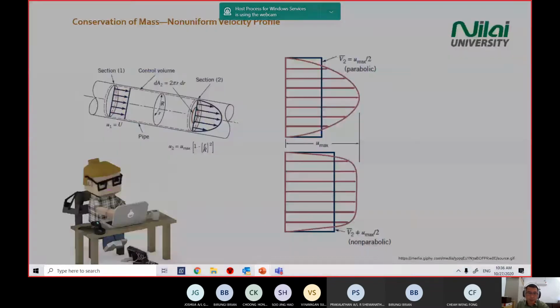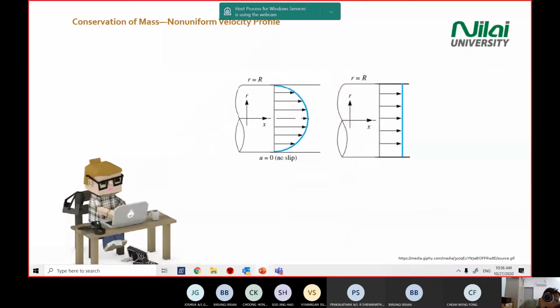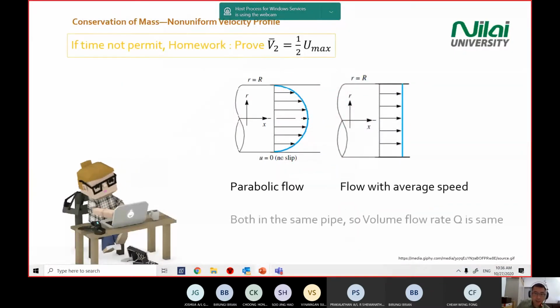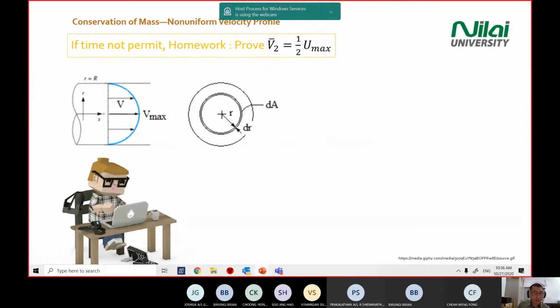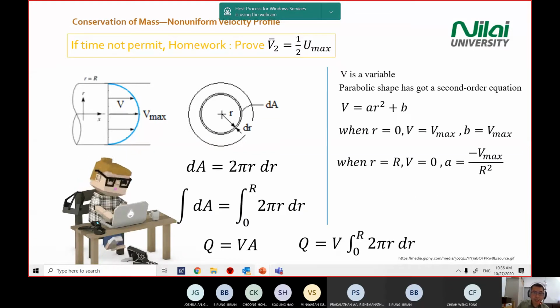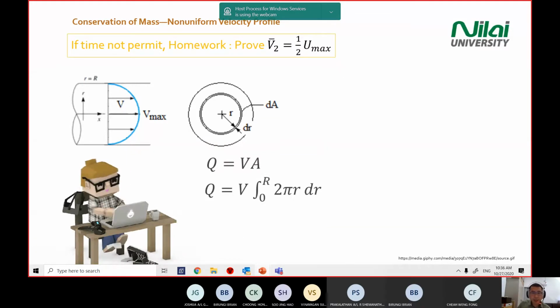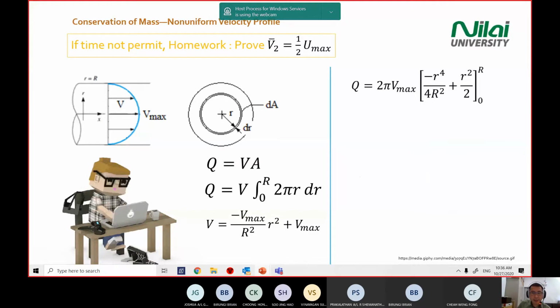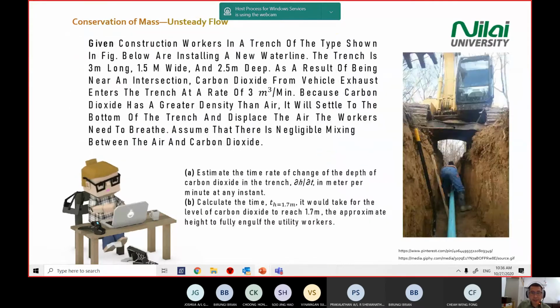All right. Let's look at the next application of what we learned so far. We're still at continuity of mass, conservation of mass, the continuity equation. So this is how we apply it. The rest is just mathematics. Now let's look at your tutorial chapter 2, question 7. This is an application in the construction environment.